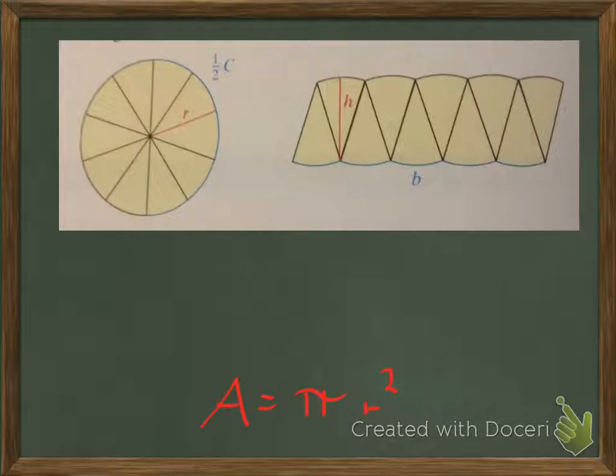So what I thought would be really good today is to show you where that formula comes from. So what we're going to do is take a circle here, and imagine this is like a pizza, and let's cut it up, in this case, it looks like we're cutting it into 10 pieces.